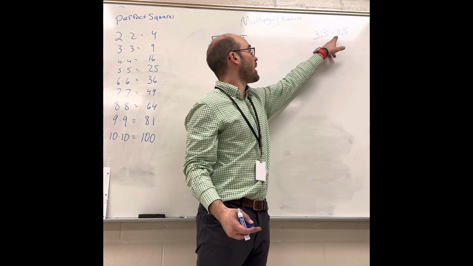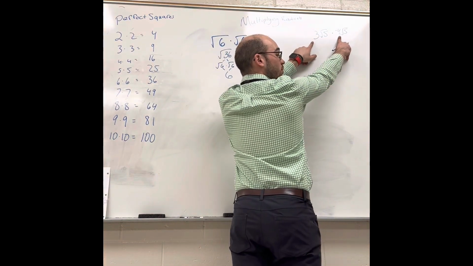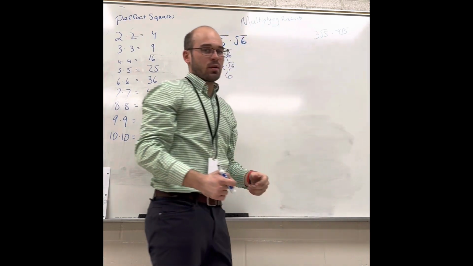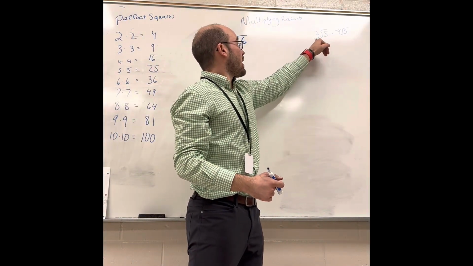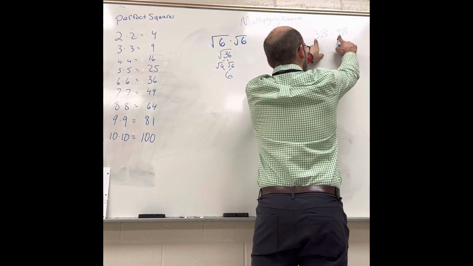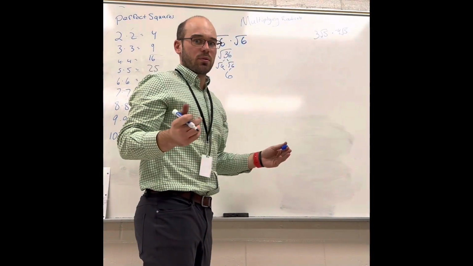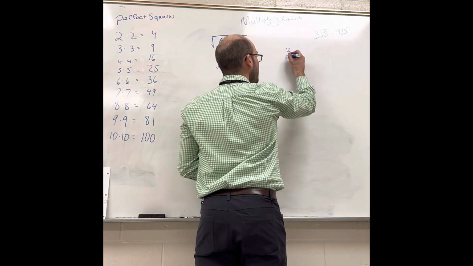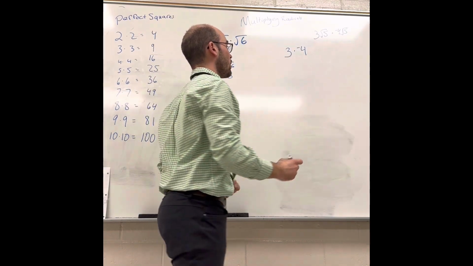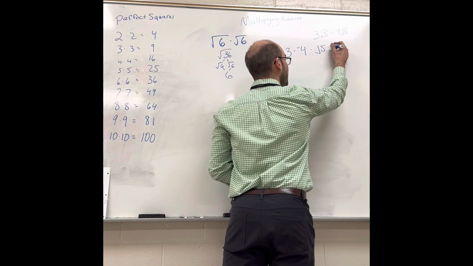3 root 5 times negative 4 root 5. So notice I've got 3 and negative 4 outside of the root, and 5's underneath that root. When I have numbers outside and inside, the outsides will multiply together and the insides will multiply together. What do you mean by that? It's the same as 3 times negative 4 times root 5 times root 5.